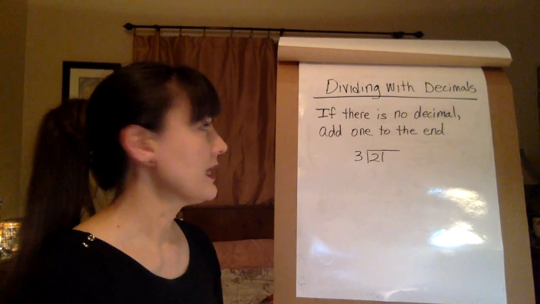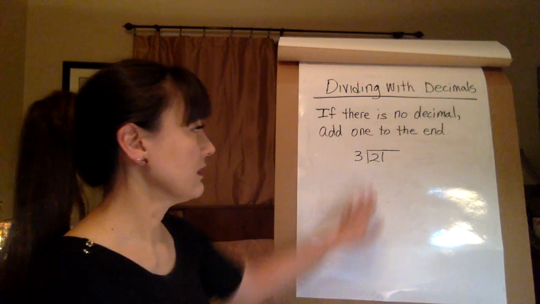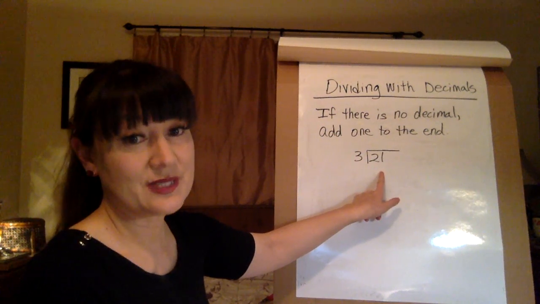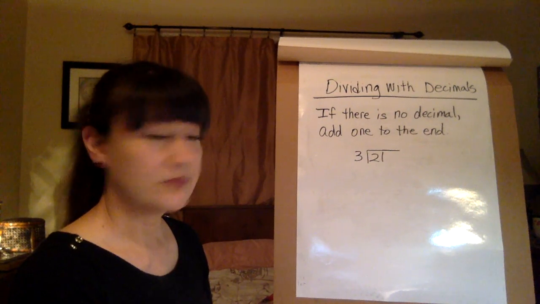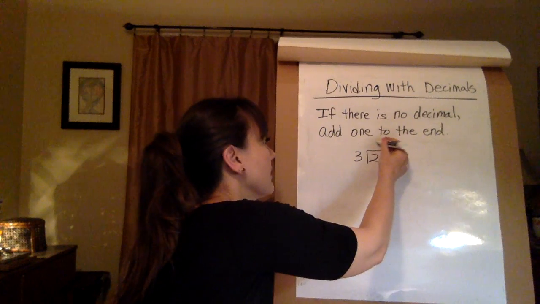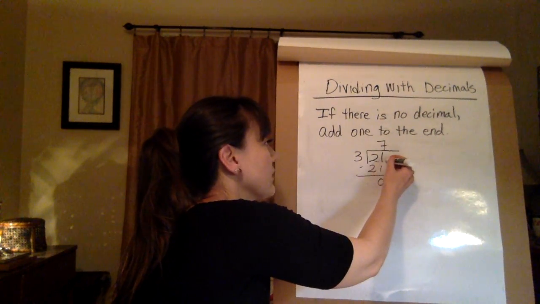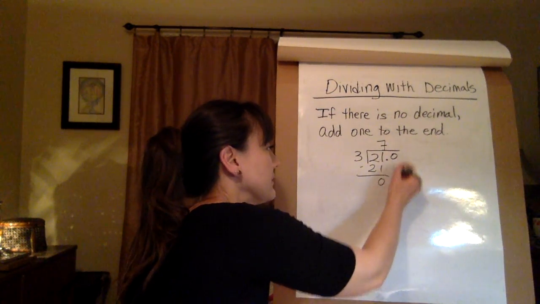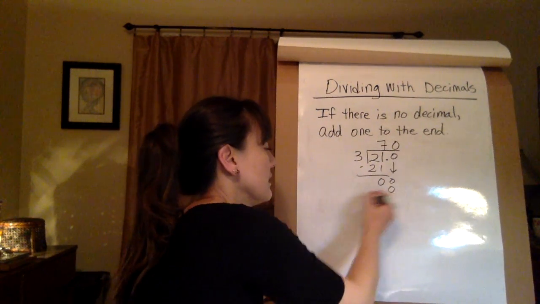All right, so the next rule when we divide with decimals, we're going to look at this problem here, and you notice that they're both whole numbers, but we're going to go ahead and turn this into a decimal. So if there is no decimal, you add one to the end. For instance, 3 goes into 21 7 times. And we go ahead and do our algorithm, and then we're going to add a decimal. Okay, so this is how we add that decimal, and we bring down that 0. And 3 goes into 0 0 times.